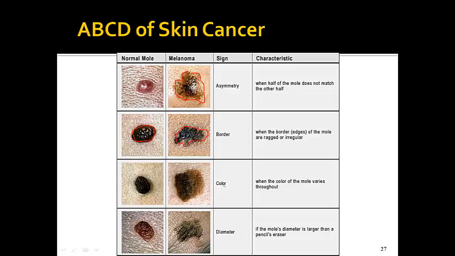You want to take a look at the color, and you want to make sure that the color of the mole is one color. In melanoma, it varies throughout, so you can see a patch here of light brown and a dark brown patch here. And you also want to take a look at the diameter. If your mole is a pencil eraser's diameter or less, and the mole begins to grow out of control to a diameter that's bigger than a pencil eraser's diameter, you can check for that.